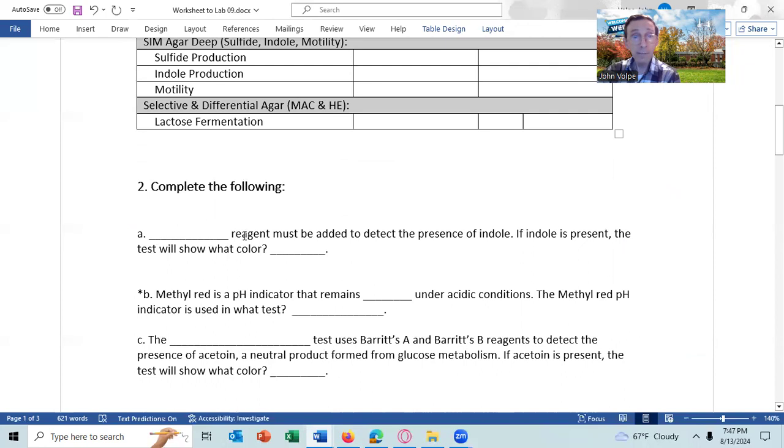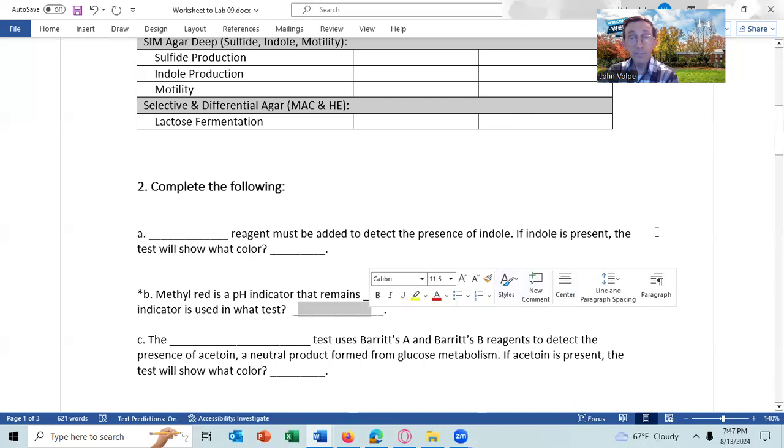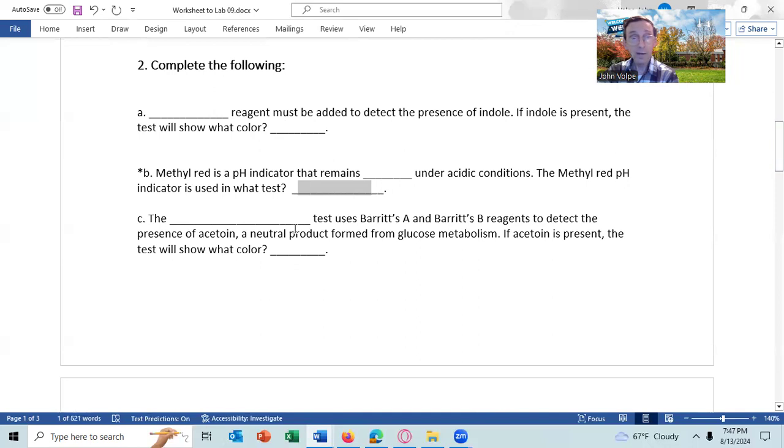2A, what reagent must be added to detect the presence of indole? If indole is present, meaning 2A1 and 2A2, the test will show what color? 2B, methyl red is the pH indicator that remains what color under acidic conditions? Methyl red pH indicator is used in what test? 2C, the VP test uses Barritt's A and Barritt's B reagents to detect the presence of acetoin, a neutral product formed from glucose metabolism. If acetoin is present, the test will show what color?